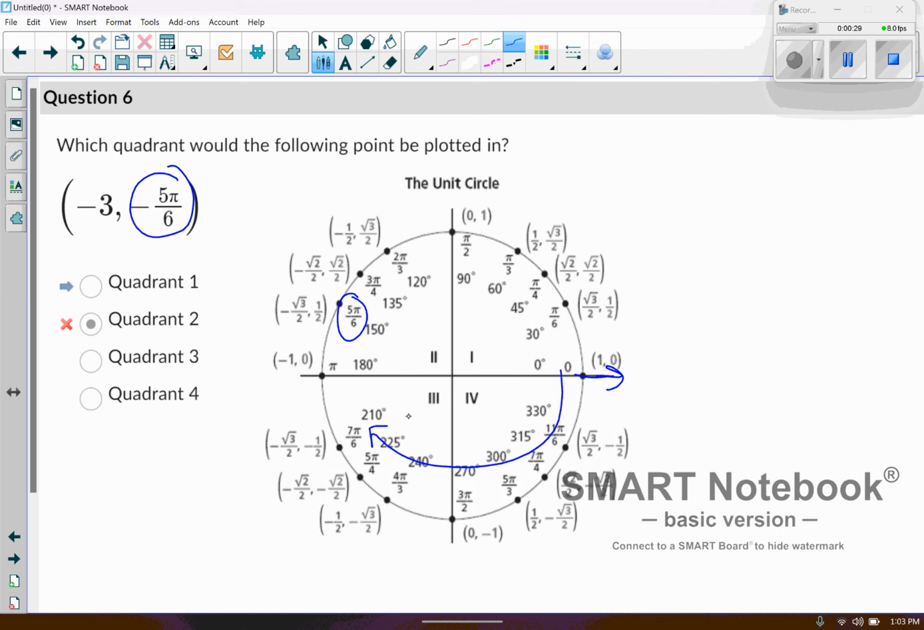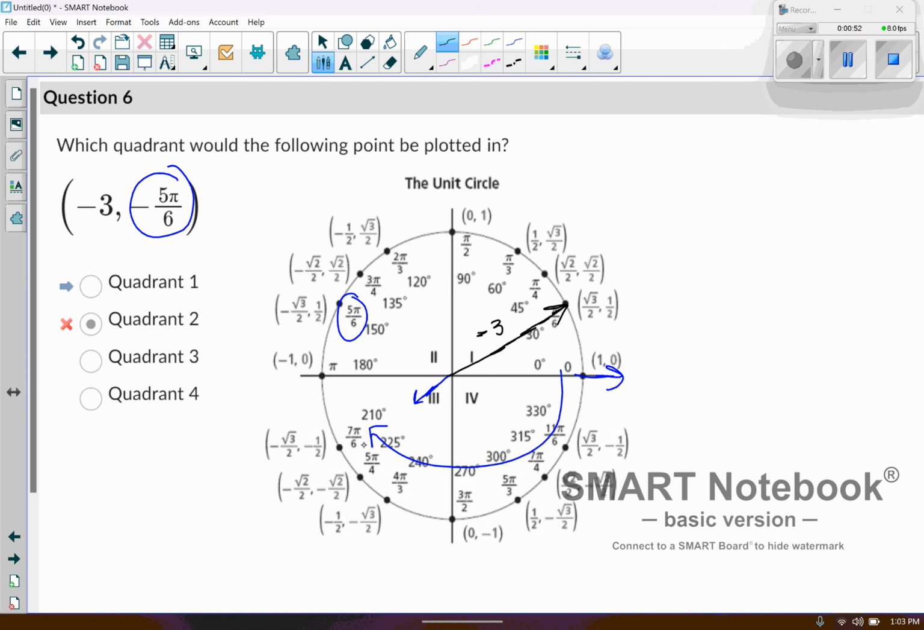And then our magnitude here is -3. So instead of actually going this direction, because it's negative, we go in the opposite direction. So we're going to land right here, actually, is where we're at. And so I have a magnitude of -3 right there.